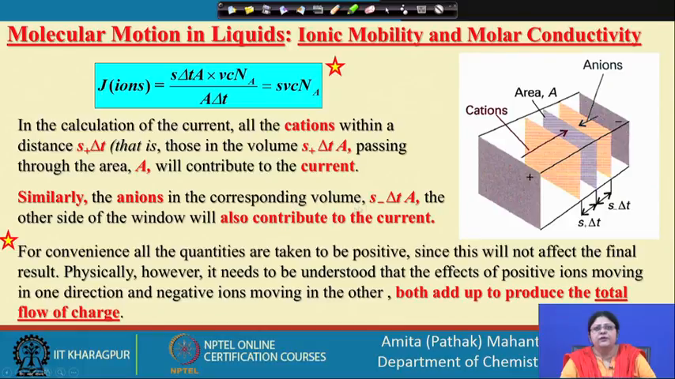Similarly, the anions corresponding to the volume element in between this window, that is, the distance S delta t into the total area of the window A. All the ions contained in this, which are trying to move this side, will also contribute to the current. So, for convenience we have taken only the positive charge nu for all quantities, but if you want to understand physically, you have to understand that the effects of positive charge moving in one direction and negative charge moving in the opposite direction both need to be summed up to get the total current or total flow of charge.